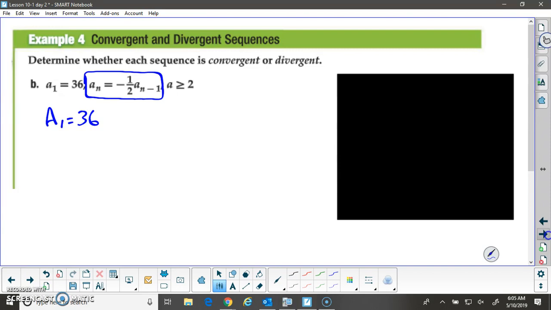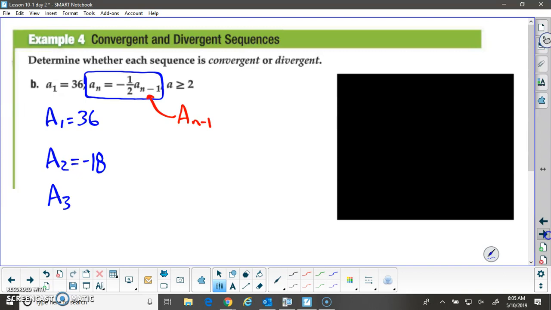Okay? So it's saying to find the second term, take negative 1/2 times the previous term. Again, this a sub n minus 1 represents the term before the nth term. Well, we're trying to find the second term, so we need to use the first term to find the second term. So negative 1/2 times 36 would give us negative 18.